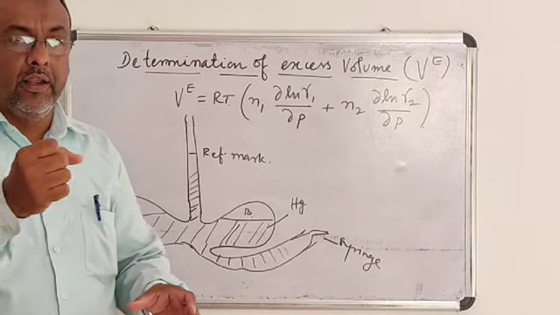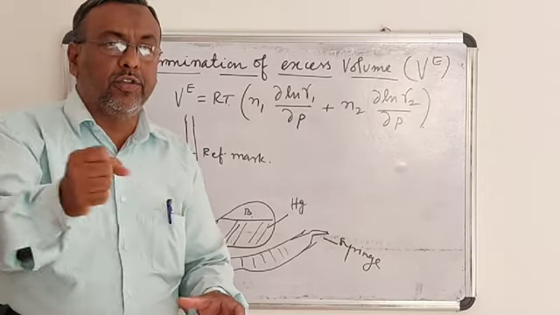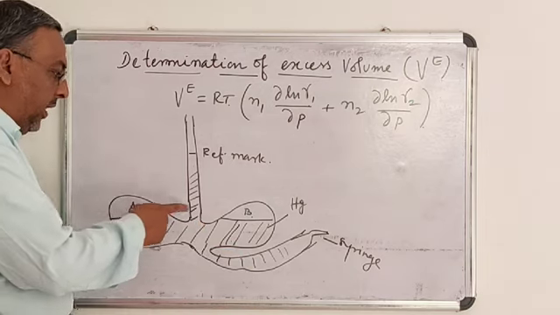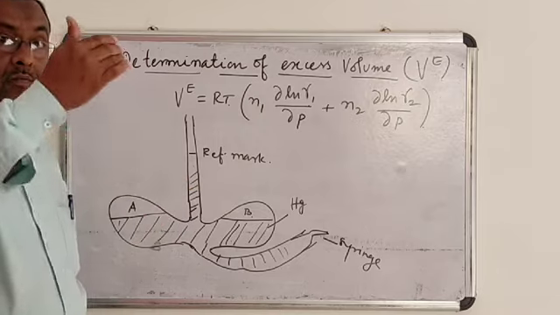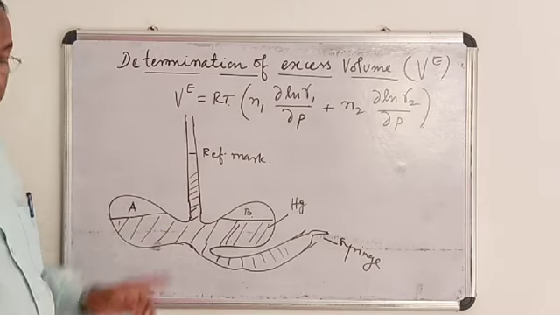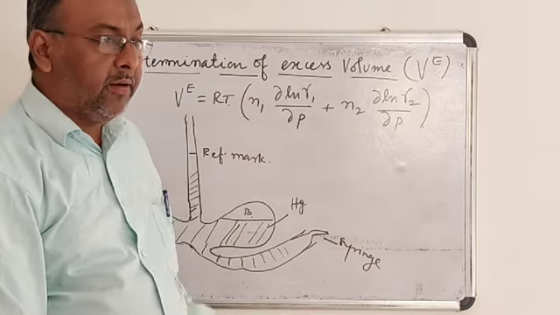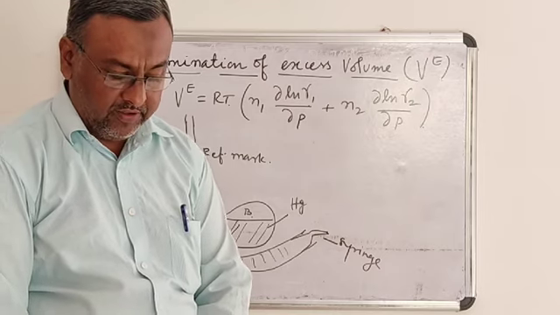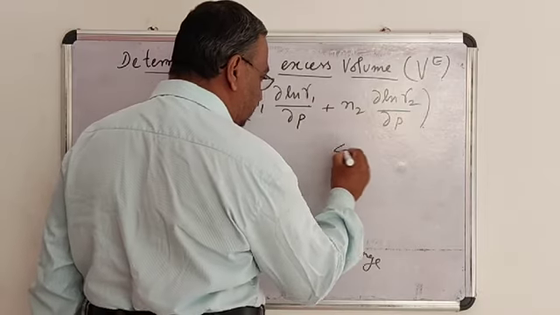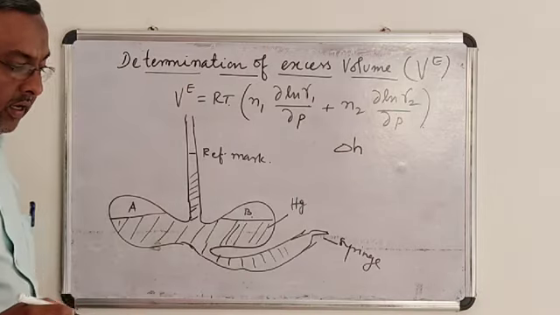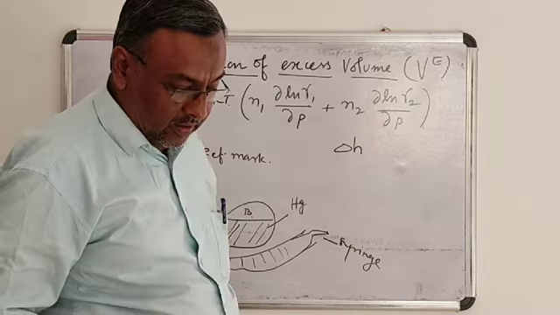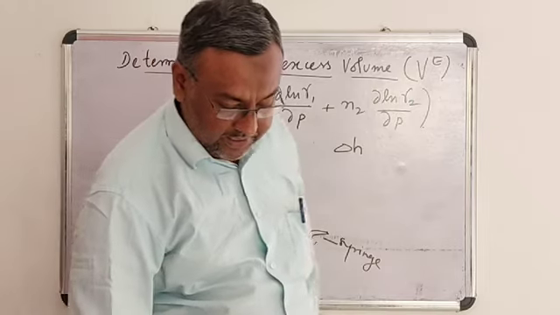by keeping the dilatometer in the thermostat itself, it is tilted two to three times so that the solutions are completely mixed, and the change in the level of the capillary is noted with respect to the reference mark. Now, after mixing, the difference in the capillary range is taken as delta H. Delta H is the difference in the level of the capillary range. This is the delta H we are measuring.